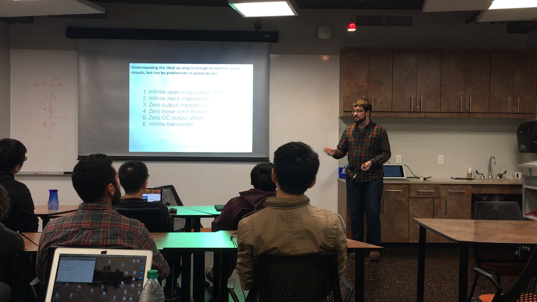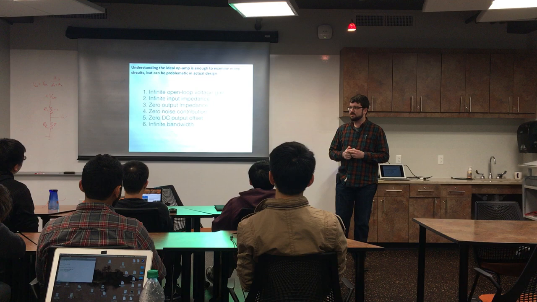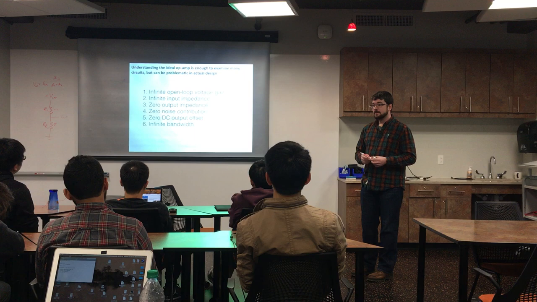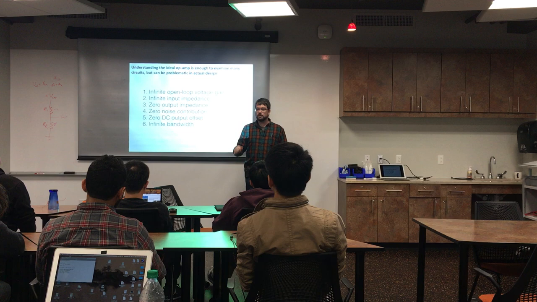But we're going to look at the ideal operational amplifier to start with. This does not exist. There are lots of gotchas when you work with real amplifiers, as with everything. But if we understand the ideal, maybe we can understand real life later. The first characteristic of an ideal operational amplifier is infinite open loop voltage gain. We'll talk about that a little bit later when we look at some applications.